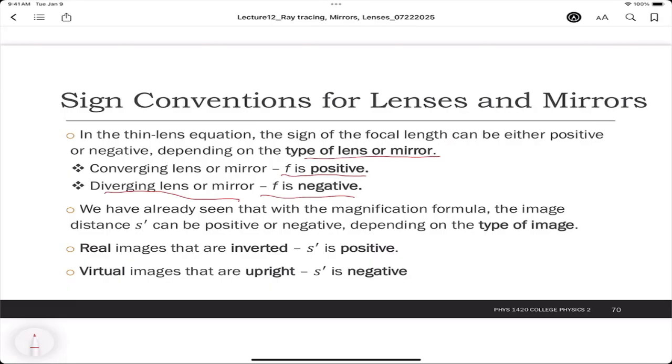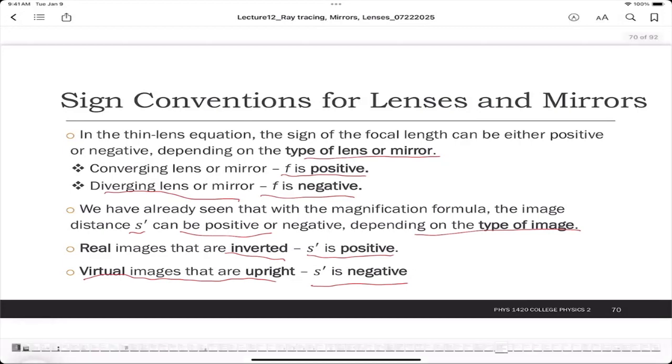We have already seen with the magnification formula that the image distance s dot can be positive or negative, depending on the type of image. A real image is inverted, so s dot is positive. And a virtual image is upright, so s dot is negative. This is what we learned before.